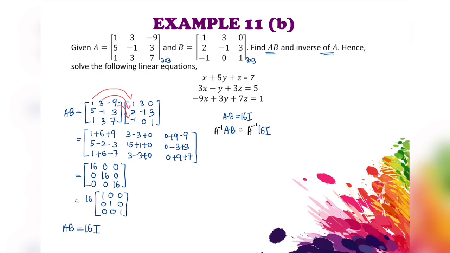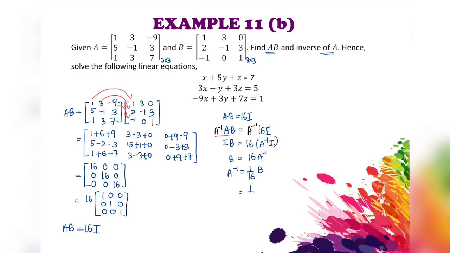16I. So A inverse multiplied by A is equal to I. So IB equals this one. Let me rearrange it. 16 multiplied by A inverse I. And that means B equals 16A inverse. And hence A inverse is 1 over 16 multiplied by matrix B.